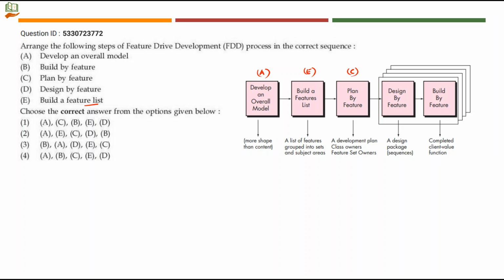After planning, we are going to design by feature, that is going to be D. The next step is to build by feature, which is B. A, E, C, D, B. Option number 2 will be the right answer.